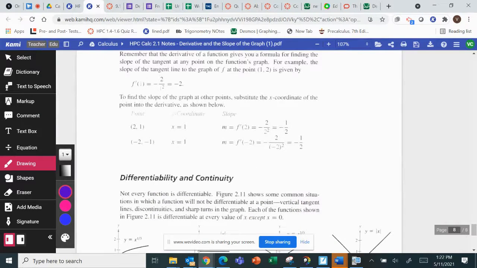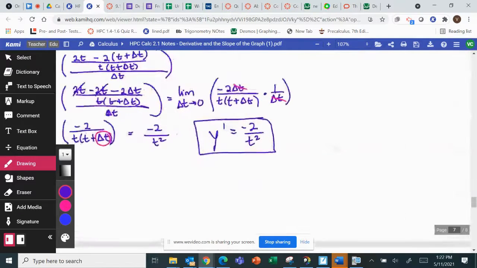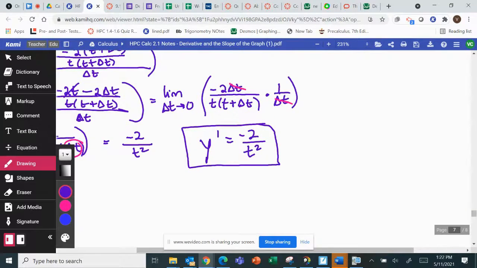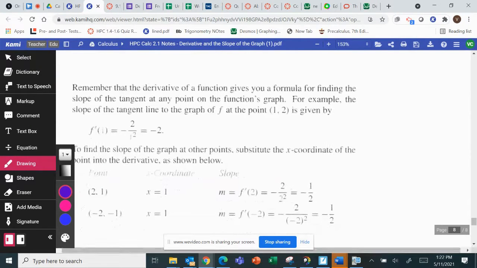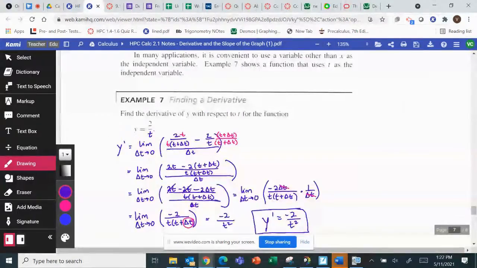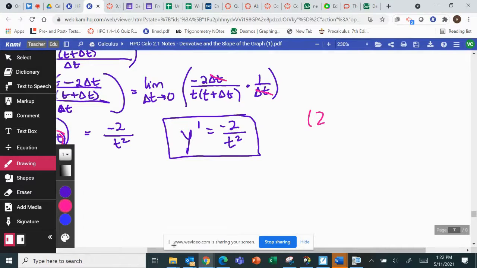And then remember, I kind of went over this already, but if we have this derivative, and they want to know the slope at the point 2, 1, what would I plug in? To find the slope at the ordered pair 2, 1, what would I plug in?